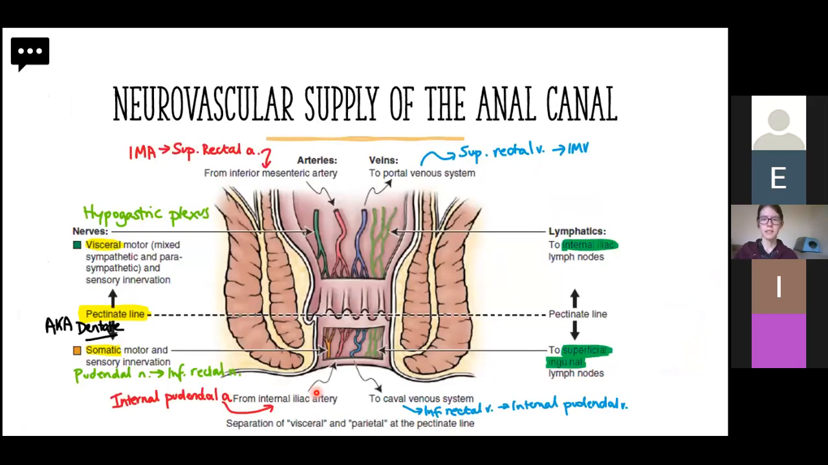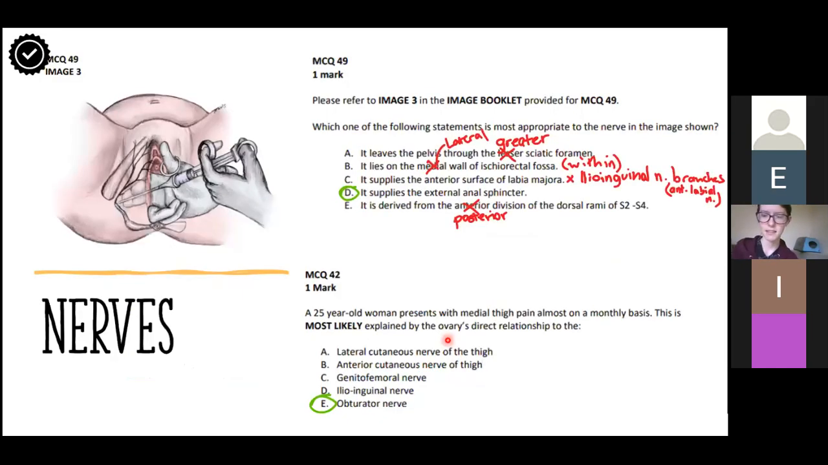All right, neurovascular supply of the anal canal. I think we went over this to death last year, so I won't go over it with you, just because you've probably gone over it enough times. But just remember that middle line that divides it is called the dentate or the pectinate line, and you'll get parasympathetic or visceral above, and then somatic below. And there are your answers.